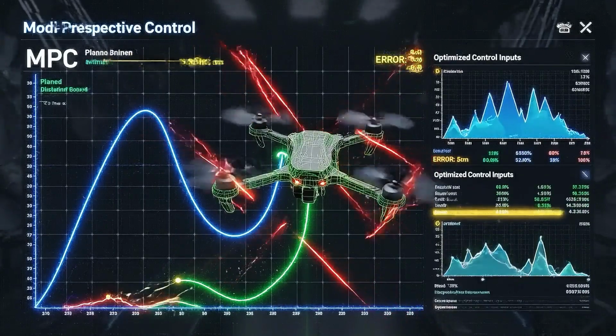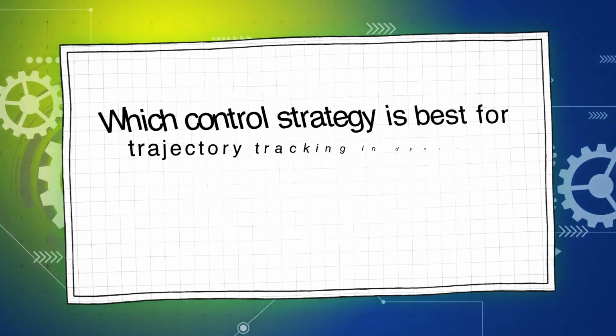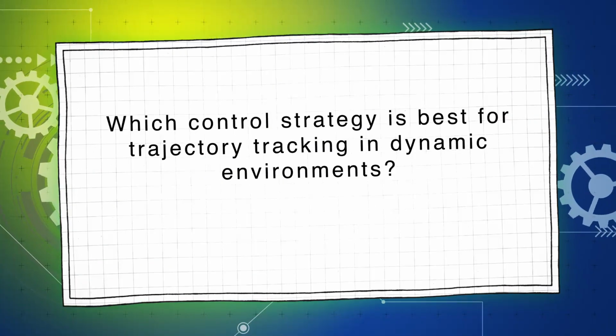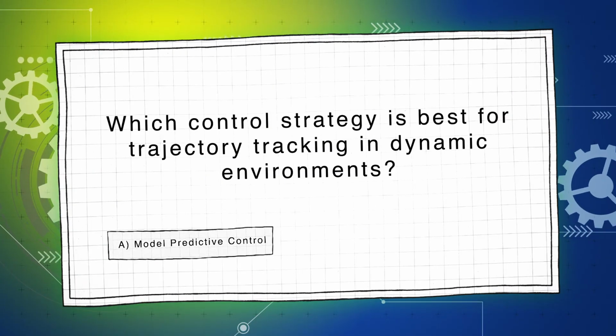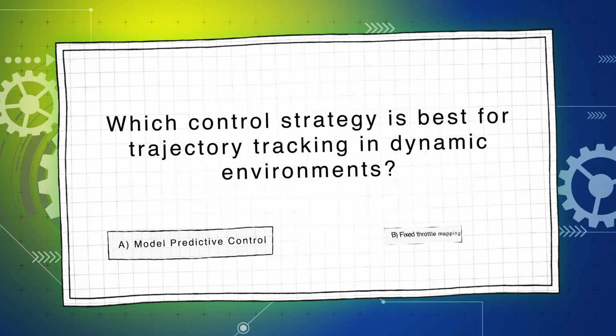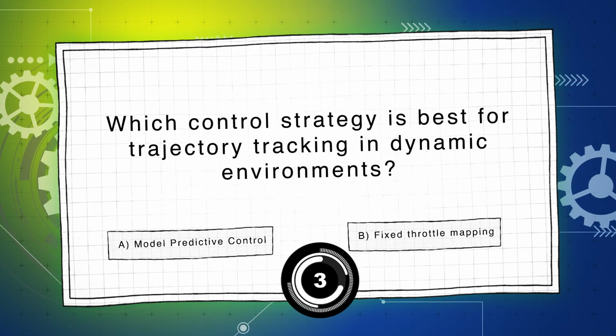Which control strategy is best for trajectory tracking in dynamic environments? Is it A, model predictive control, or B, fixed throttle mapping?